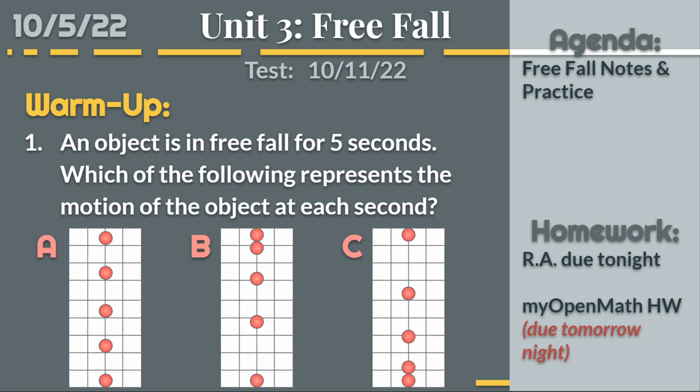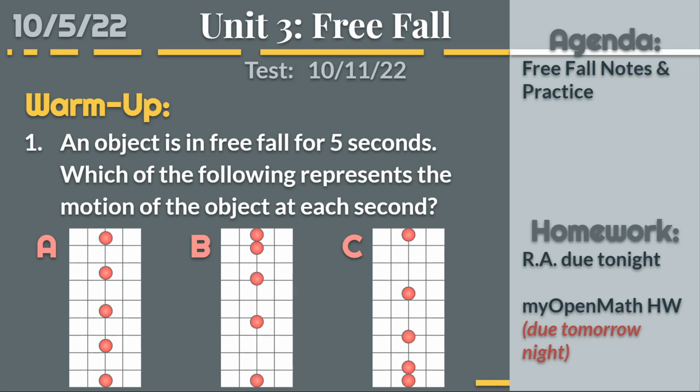Number one in the warm-up says, actually it's only one question, an object is in free fall for 5 seconds. Which of the following represents the motion of the object at each second? So we saw this yesterday. It's basically like that oil drop diagram. It's really a motion map without all the arrows on it, but it's showing the positions. So which one would show something that is falling? A, B, or C? B.